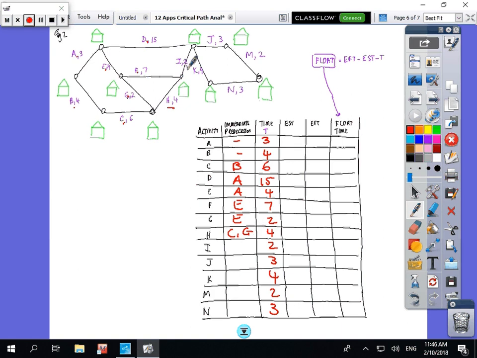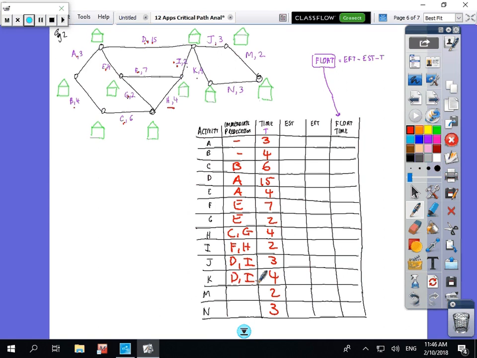To do I you must have done F and H. To do J you must have done D and I. To do K you must have done I and D.